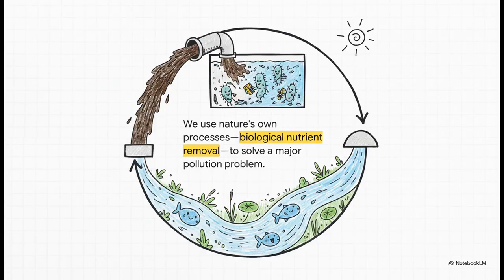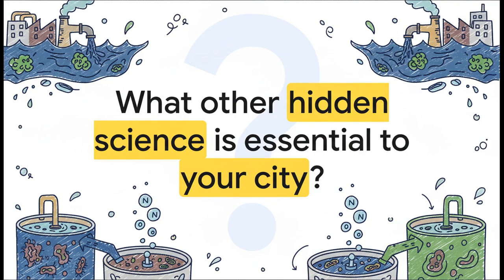So the big takeaway here is actually pretty simple, but it's also profound. We figured out how to use nature's own processes, to use these tiny bacteria as our allies to solve a huge pollution problem that we created. We're using biology to fix a biological problem, and it works beautifully. It's this amazing invisible process happening right now, working 24/7 to protect our vital waterways. And it really makes you wonder, doesn't it? What other hidden science, what other incredible invisible processes are quietly at work right now, keeping your city and your world running?